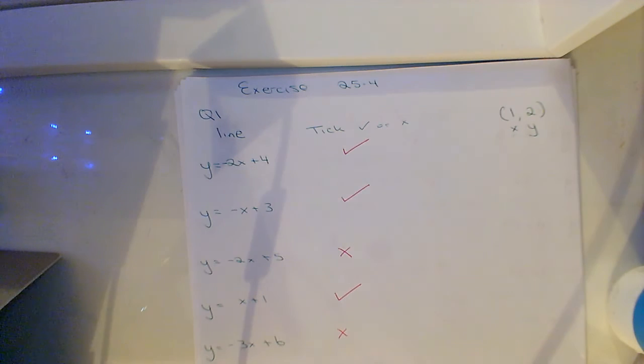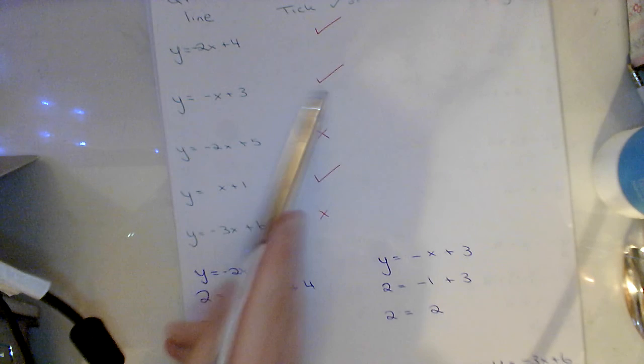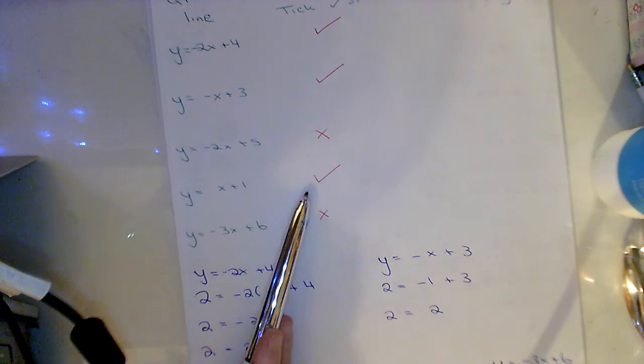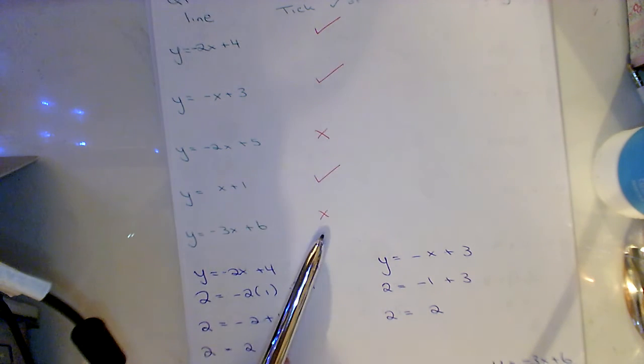Okay, so exercise 25.4, question 1. It asks which of these lines passes through 1, 2. Show clearly how you got the answer. So here, this line goes through it, this line goes through it, the third line does not go through it, the fourth one goes through it, and the fifth one does not go through it. And I showed clearly by working it out here.